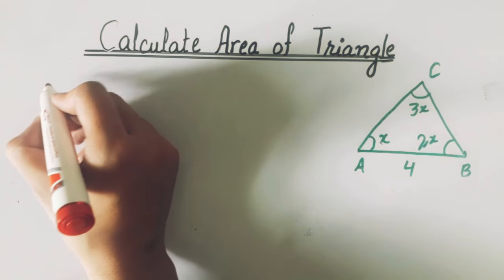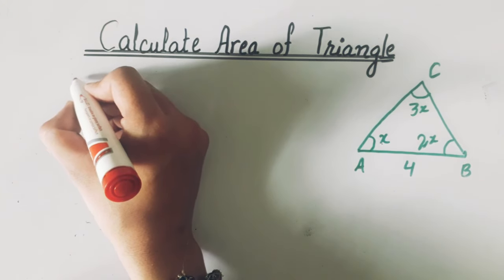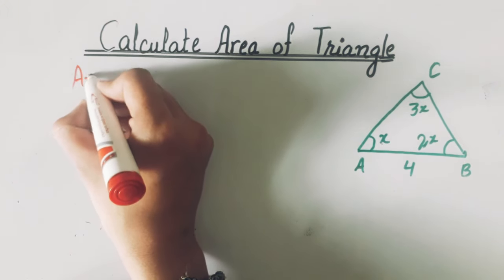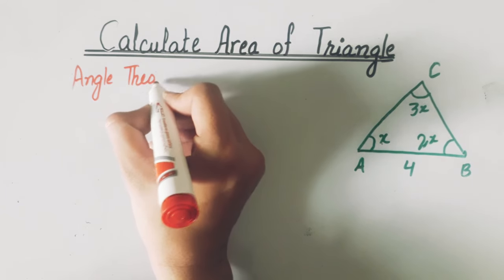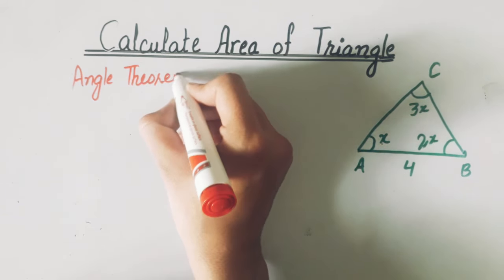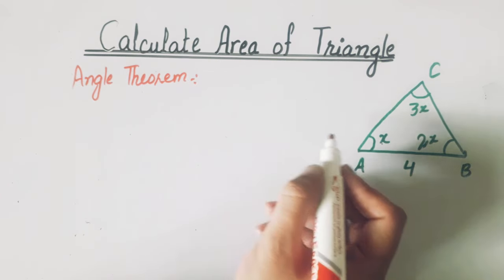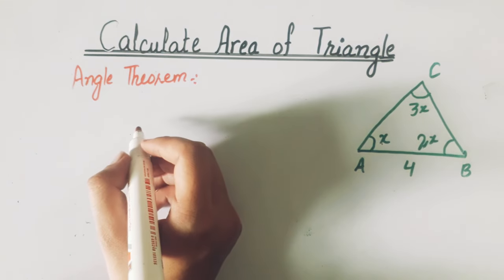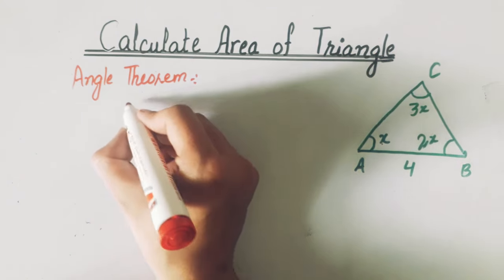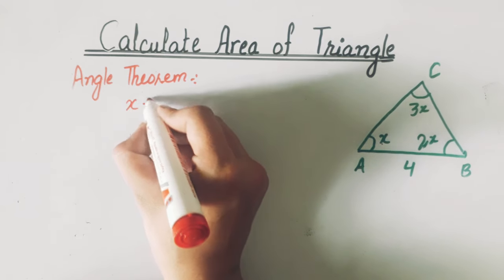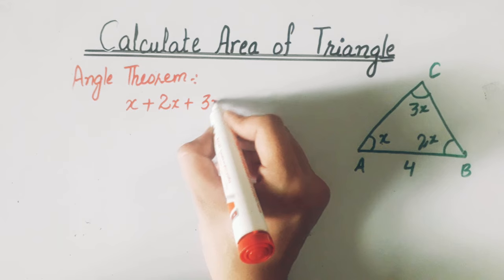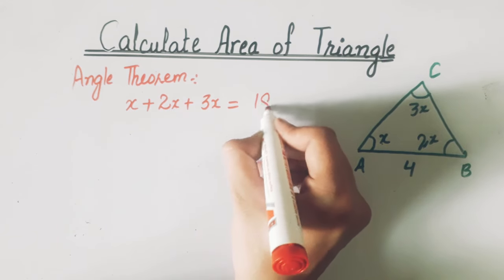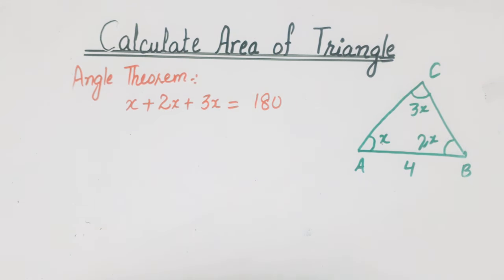Now first of all we will apply the angle theorem. According to that, the sum of all the angles in a triangle equals 180 degrees. It means x plus 2x plus 3x equals 180 degrees. Now we will solve this equation to find the value of x.